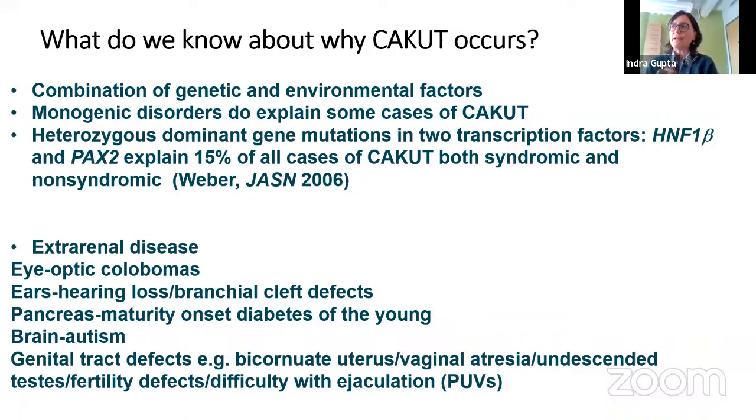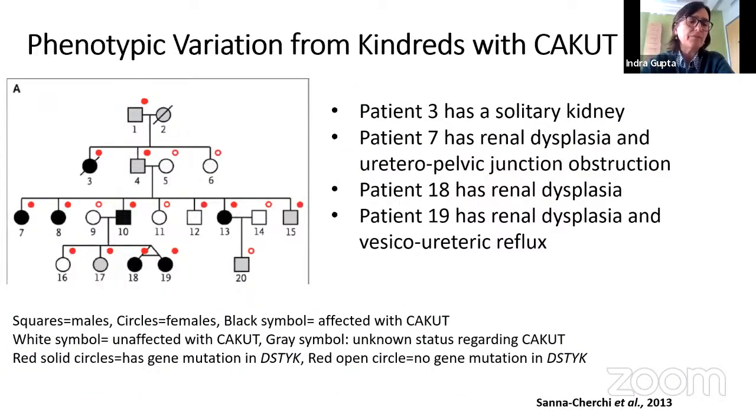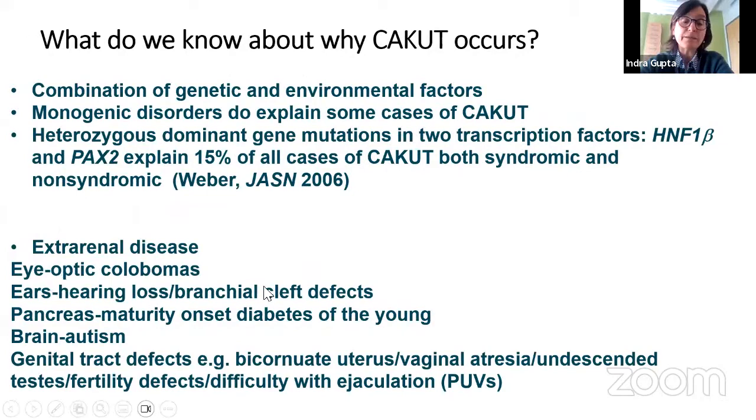So again, when you are finding a kid with CAKUT, you need to be thinking broadly, what else went wrong? What other organs should I screen for? And so we need to be thinking about extrarenal disease. So when we think about extrarenal disease, we're thinking about defects like optic colobomas, which are associated with rare mutations in PAX2. We need to think about ear defects, like branchial cleft defects. So preauricular pits, clefts along the branchial arches are all associated with, again, a rare syndrome, branchio-oto-renal syndrome.